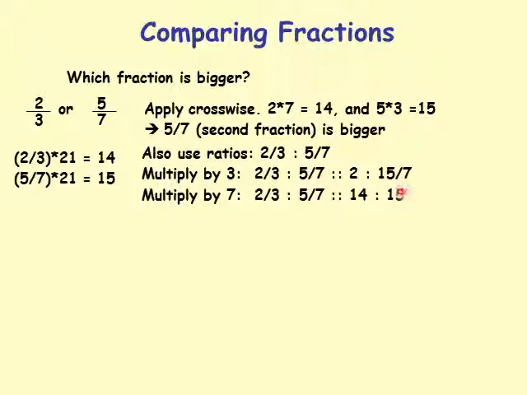So 15 is still bigger. For the second number, I got 15 from the second number here, which is bigger, so the second fraction is bigger. Okay, let's continue. That means 5 over 7, the second fraction, is bigger.